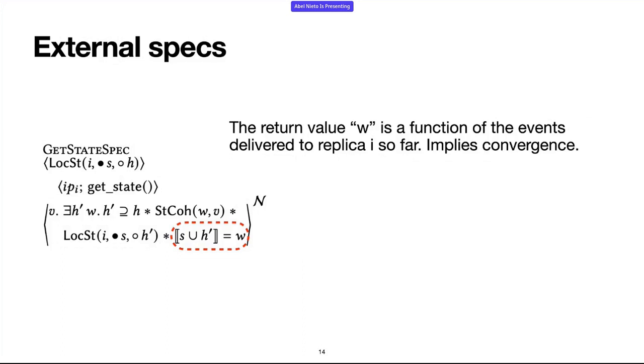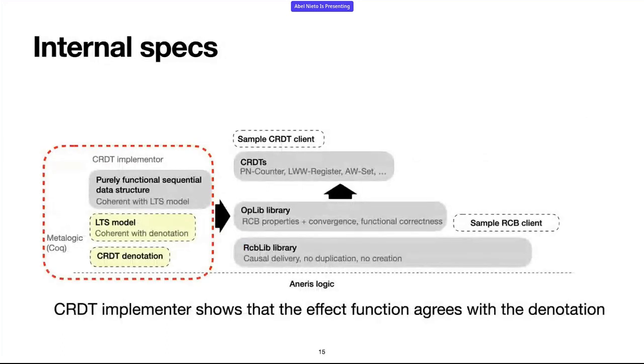You want to know what it is that the data structure is doing, like a counter behaves like a counter, and a set behaves like a set, and so on. So that's the library, and then the implementer of the CRDT, in order to use the library, has to provide this initial state and this effect function, and they have to prove a number of properties that are shown on the left. But the important part is that they have to show in some way that the effect function that they are providing, which computes updates to the state of the CRDT, agrees with the denotation, with the abstract specification.